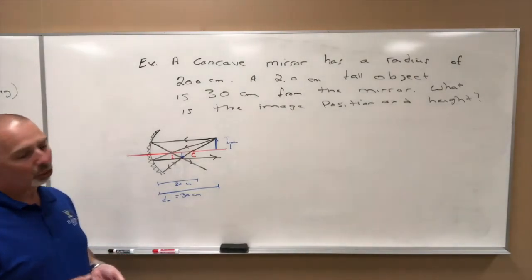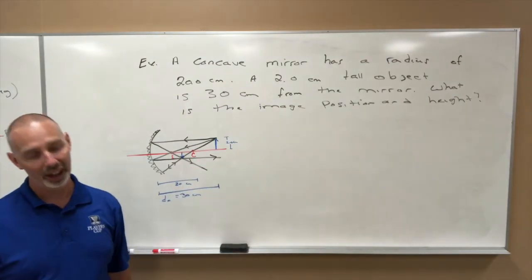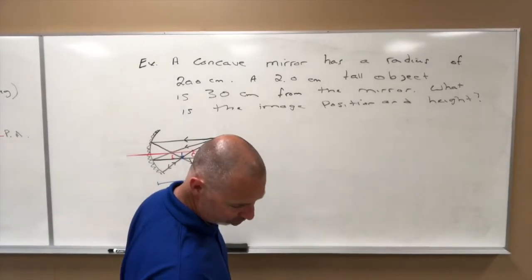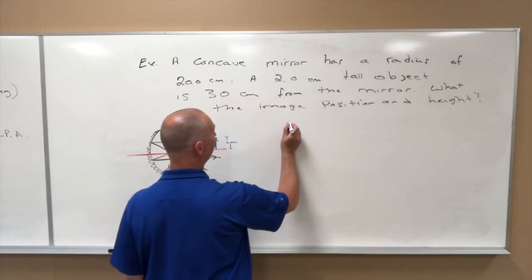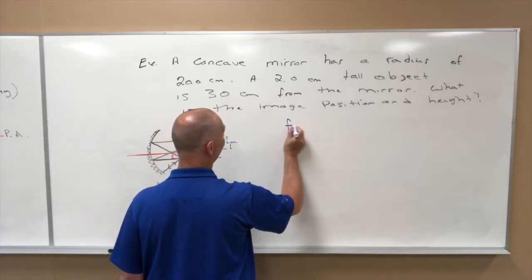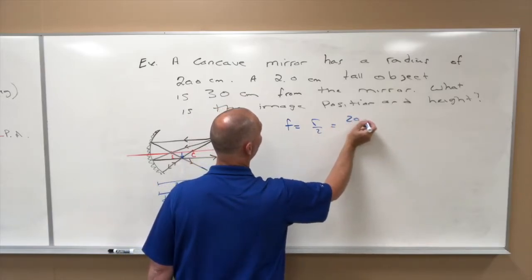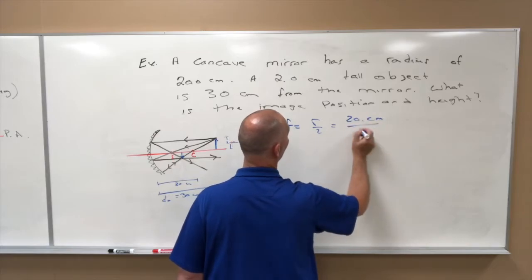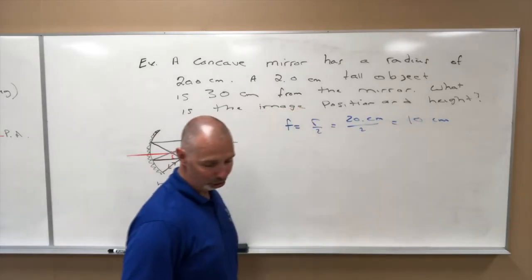All right, so now let's use the formulas to actually figure out the position and the height of these things. All right, so here we go. We are going to start by finding the focal length. You'll remember from the previous board that focal length equals the radius divided by 2. So we have a radius of 20 centimeters. We're going to divide that by 2. That gives us a focal length of 10 centimeters.